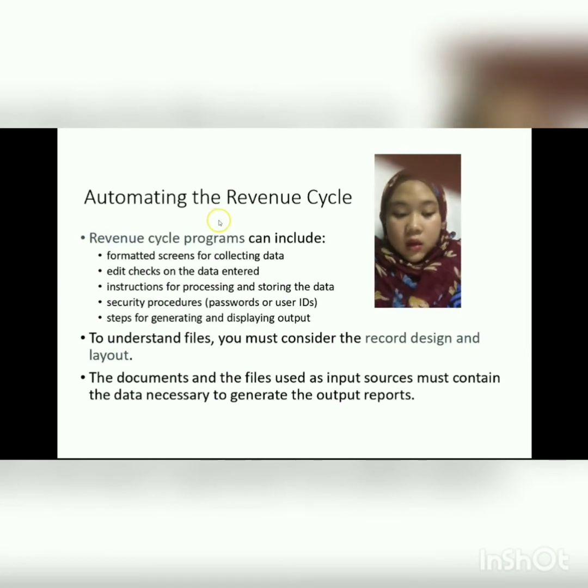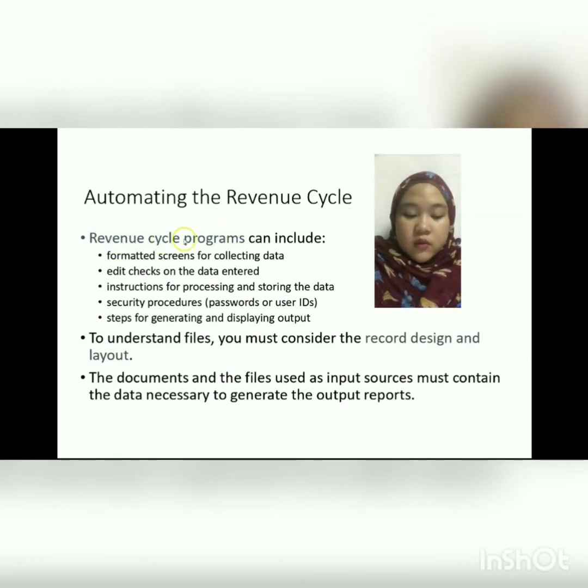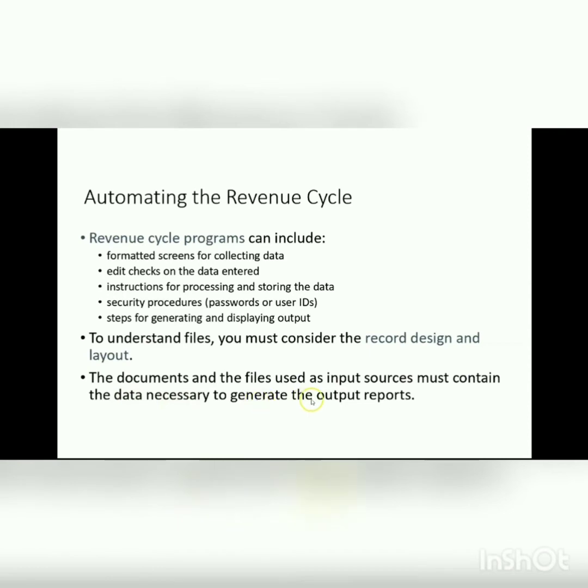Automating the revenue cycle. Revenue cycle program can include first, formatted screen for collecting data, edit check on the data entered, instruction for processing and storing the data, security procedure, password or user ID, step for generating and displaying output. To understand file, you must consider the record design and layout. The documents and the file used as input sources must contain the data necessary to generate the output report.